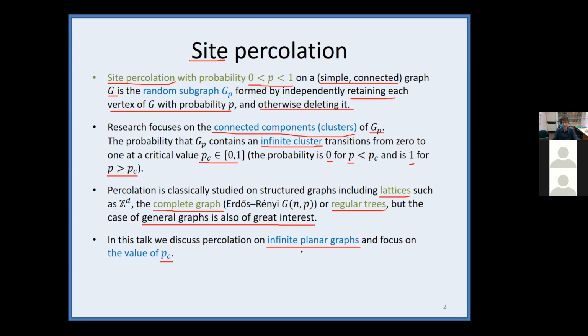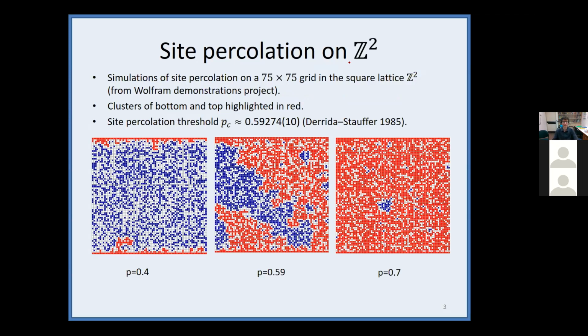Okay, so here are some examples, an example on Z squared. Here the sites are retained with probability 0.4, here with 0.59, here with 0.7. And in red, you see the clusters of the bottom and the top, the connected component of them. And you see that percolation starts to happen at 0.59, maybe a bit before. Indeed, the value of P_C on Z squared for site percolation, not bond percolation, is 0.59 and a few extra digits. So this is the phase transition for percolation.